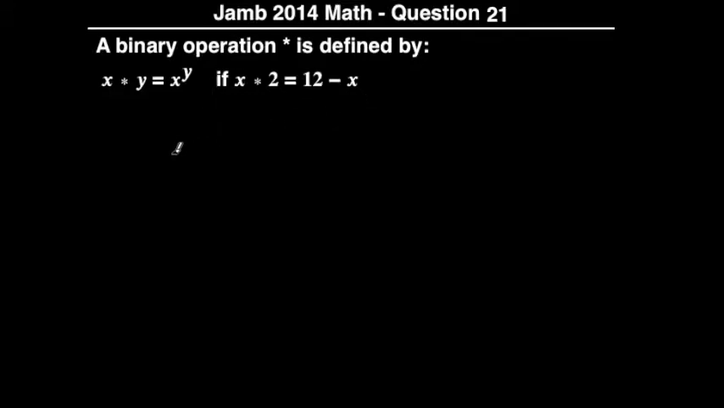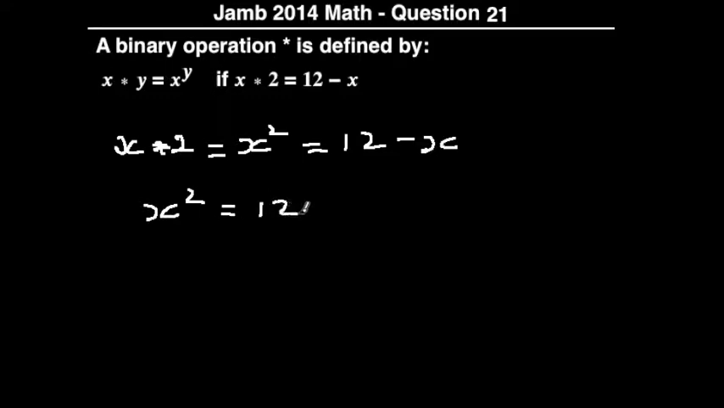These type of problems are pretty straightforward. The first thing you need to do is wherever you see anything that follows the format x star y, replace it with x raised to the power y. So that means x star 2 can be written as x raised to the power 2, which is equal to 12 minus x. So now we know that x squared is equal to 12 minus x.